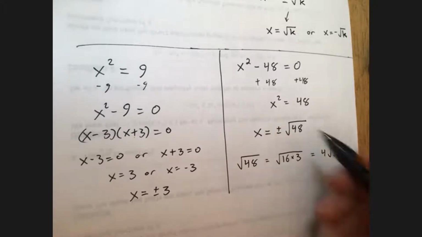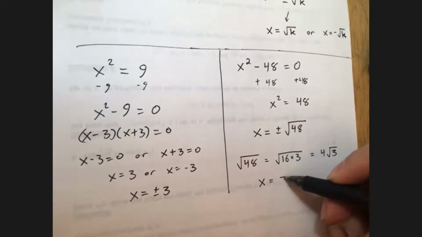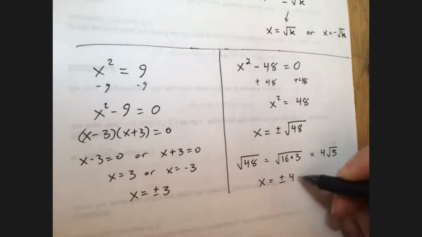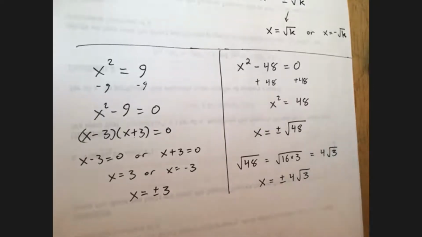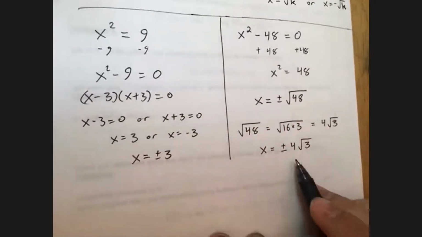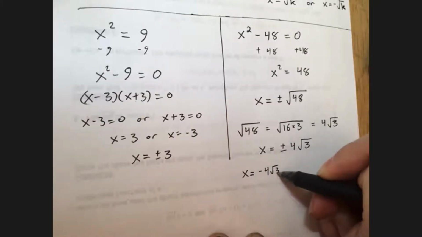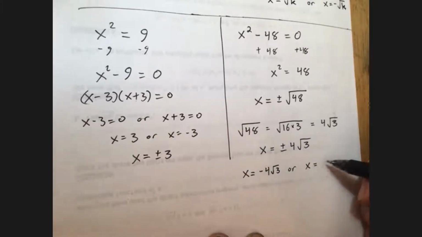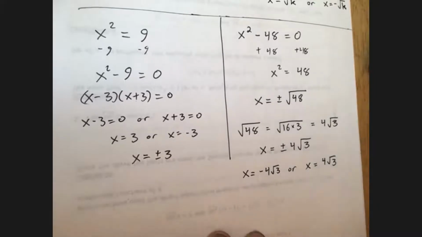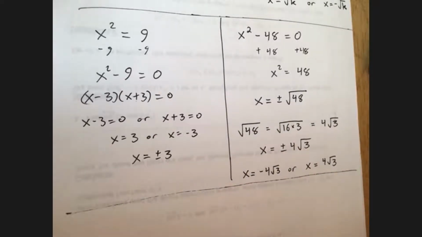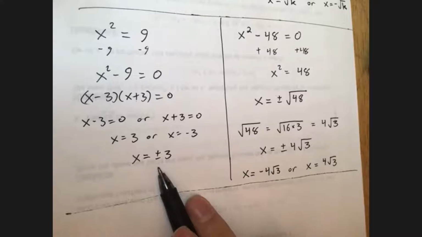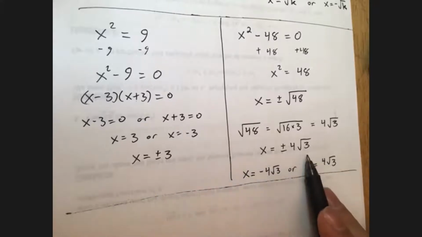So a better way to write it in the simplified form would be x equals plus or minus 4 root 3. And keep in mind, what we mean by that is x equals negative 4 root 3 or x equals positive 4 root 3. That's what that means. Okay? That's how we use the square root property. So on the left, we have the factoring method, and on the right, we have the square root property method.